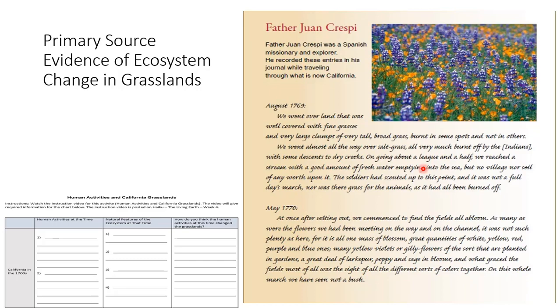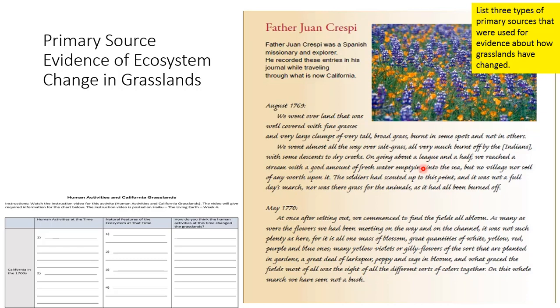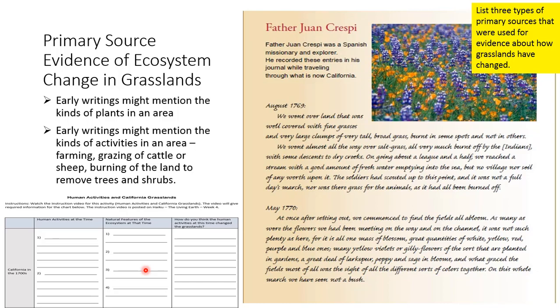Primary source evidence of ecosystem change in grasslands. So list 3 types of primary sources that were used for evidence about how grasslands have changed. So one of the first sources again is writings, and so that is one of your primary sources, and we're going to be looking at these in detail, and then we'll be recording them. So early writings might mention the kinds of plants in an area. Early writings might mention the kinds of activities in an area: farming, grazing of cattle or sheep, burning of the lands to remove trees and shrubs, which is what the Indians did.